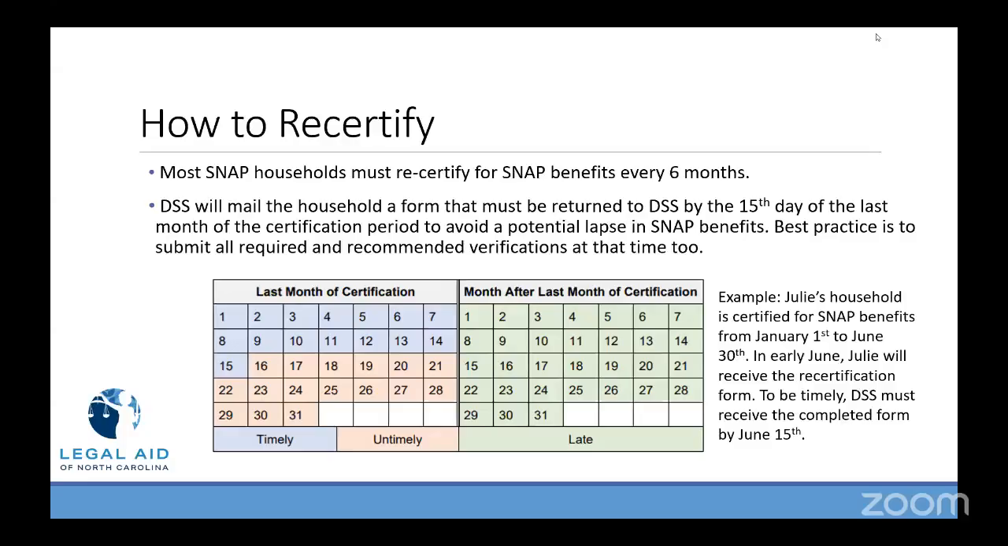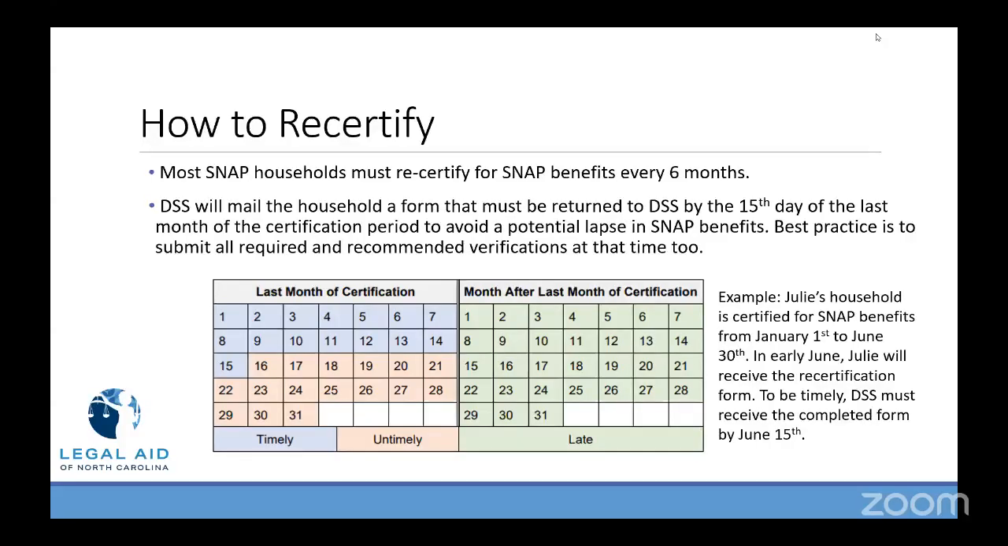In either late May or early June at the latest, the household should receive the recertification form in the mail. It looks a lot like an application, and it asks a lot of the same questions about income, who lives in the household, and expenses. In order for their recertification to be timely, DSS has to have Julie's recertification in their possession by June 15th, because remember, June is the last month of their certification period. And again, that's in the possession of DSS.